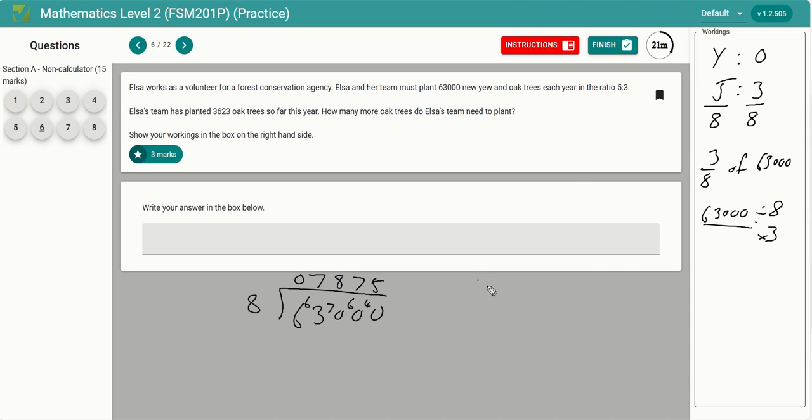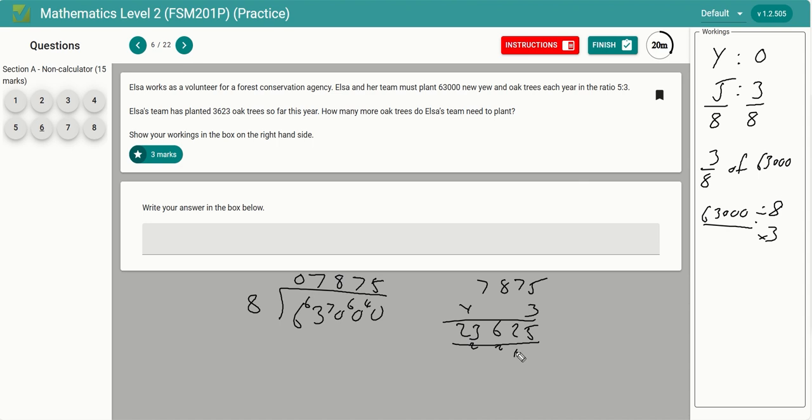So I now want to multiply 7875 by the 3. 3 5s are 15, carry 1. 7 3s are 21, plus 1 is 22. 3 8s are 24, 25, 26. 7 3s are 21, 22, 23.